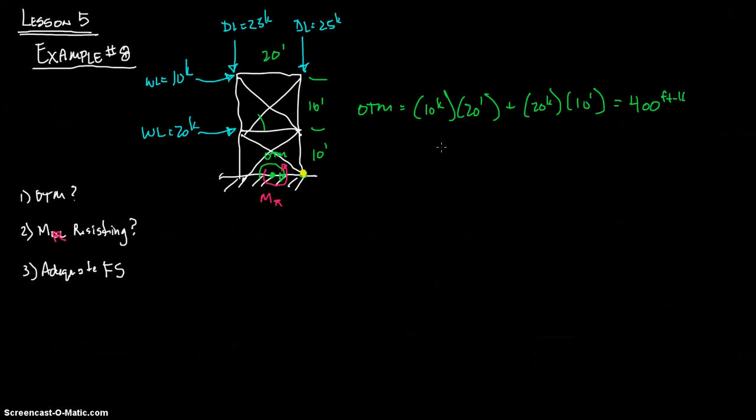And then that is our answer, 400 foot kips for this. So we'll just go ahead and write it down here. 400 foot kips is our overturning moment. Excellent. Step one down.